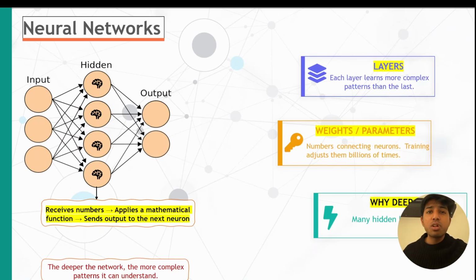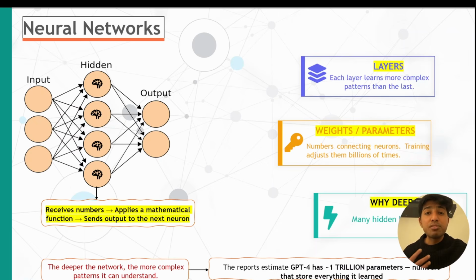So the deeper the network, the more complex the patterns it can understand. We talk about GPT-4 having some 1 trillion parameters stored inside it. So this is what deep learning is. I hope this concept is clear to you.